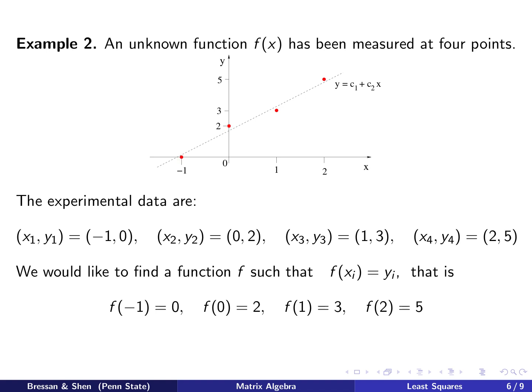So here we plot it. These are the measurements, the red dots. And now we want to find a function f such that f at xi shall be yi, that is, f evaluated at -1 shall be 0. That's the first data point. And the second one, f evaluated at 0, shall be 2. And the third data point is f at 1 is 3, and the fourth data point is f at 2 is 5.